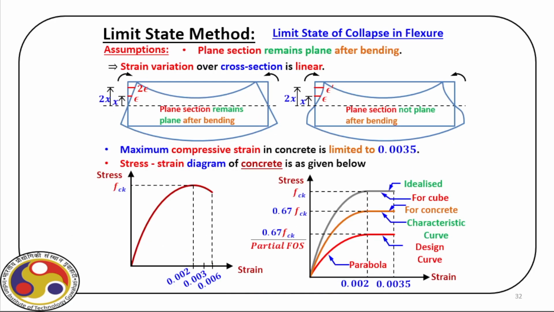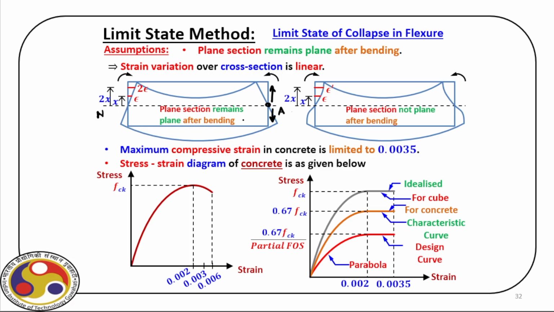Now, with that background, let us see what happens when we consider the deformed profile in the limit state of collapse in flexure. Obviously, we have this neutral axis here, and as we progress from the neutral axis, we have the variation of strain. It may be linear, it may be nonlinear, depending upon the situation. But one point to be noted: it is 0 at this neutral axis. As we move away from the neutral axis, its value increases.